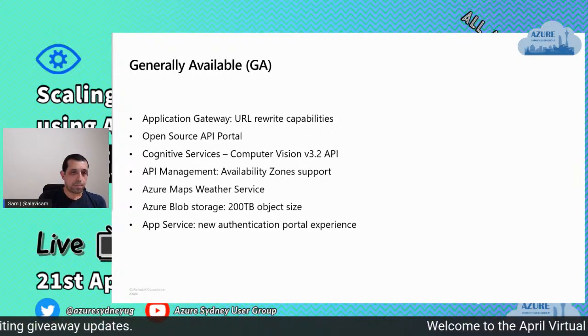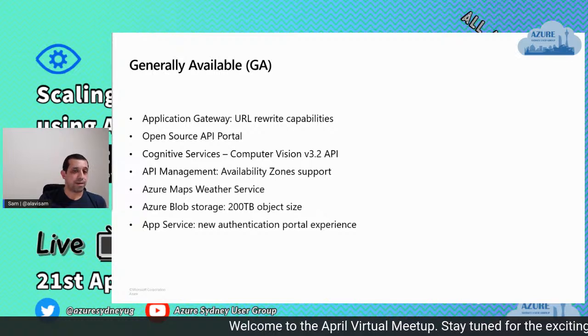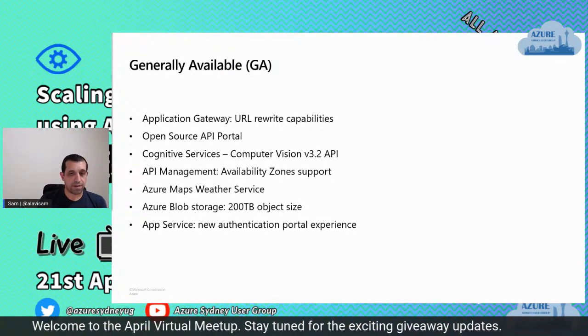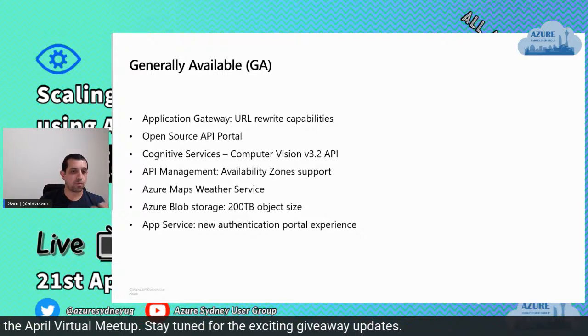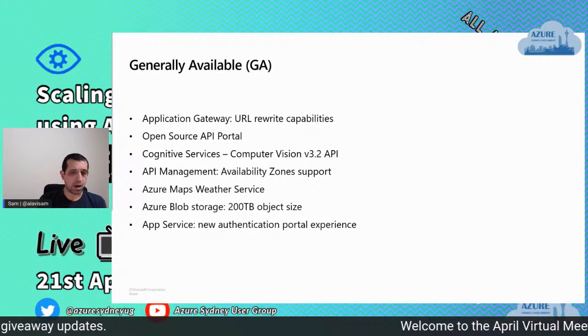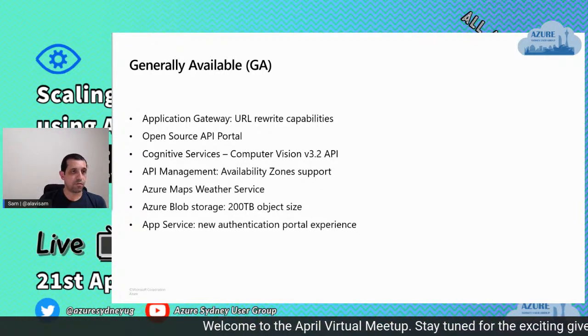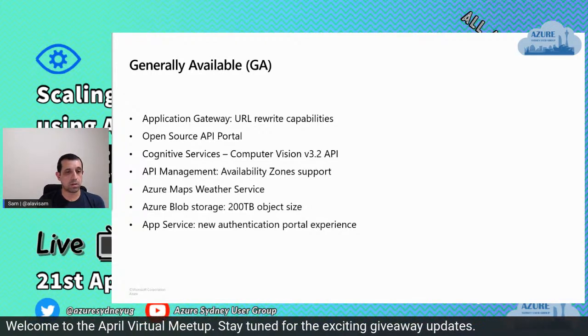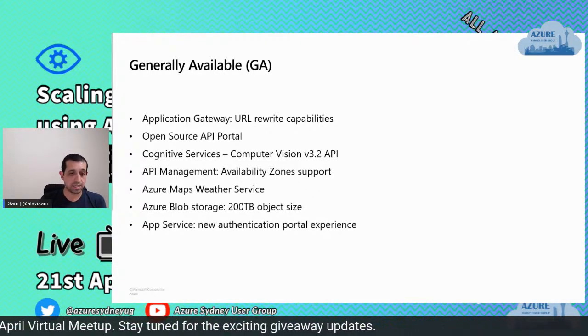Another update in the GA is that API management got availability zone support. If you are familiar with Azure availability zones, they provide high availability for your mission critical applications and data. Now this capability is added and it's available in GA for all the regions and data centers across Azure for API management instances.